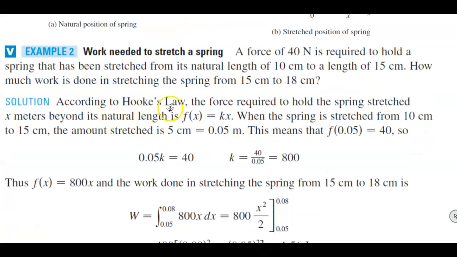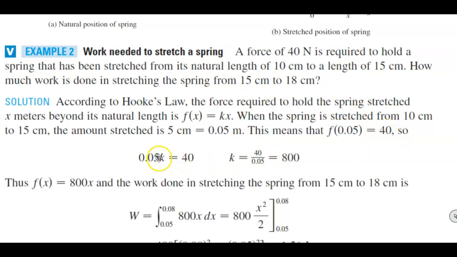Now according to Hooke's law, the force required to hold a spring stretched x meters beyond its natural length is f of x, which is equal to kx. When the spring is stretched from 10 centimeters to 15 centimeters, the amount that's been stretched is 5 centimeters, which is equal to 0.05 meters since we're making that conversion. This means that f of 0.05 meters has an output of 40.